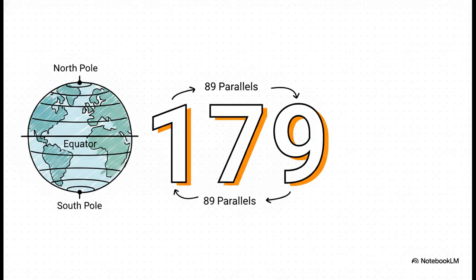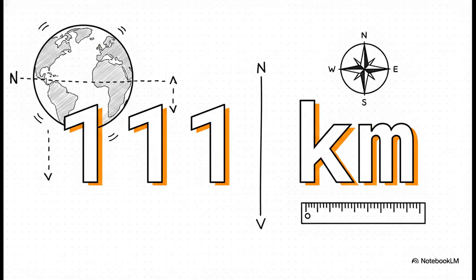at all. They're simply point locations. They are the poles themselves. So we've got 89 circles up north, 89 down south, plus that 0-degree equator, bringing our horizontal grid lines to exactly 179. Here's something I find super fascinating.